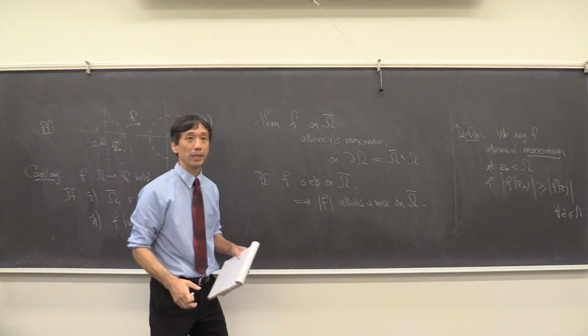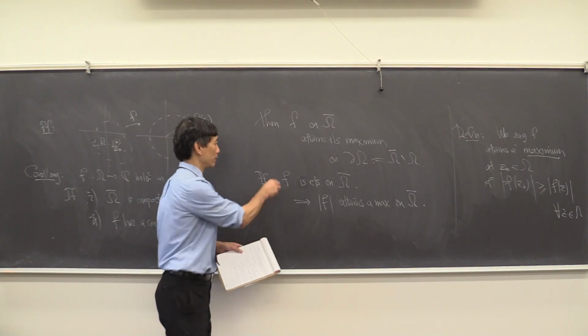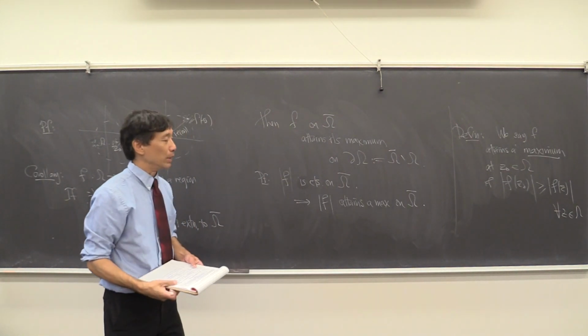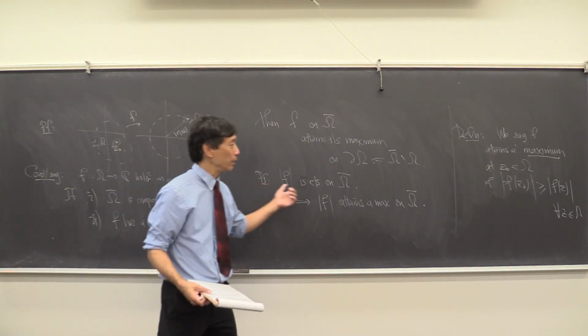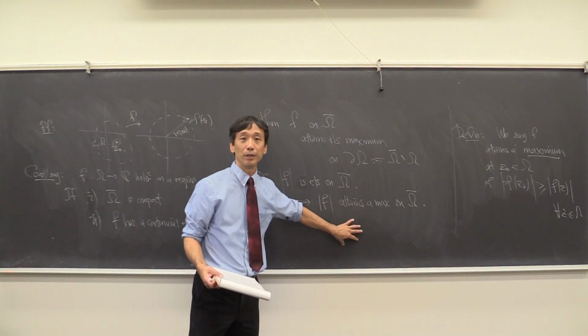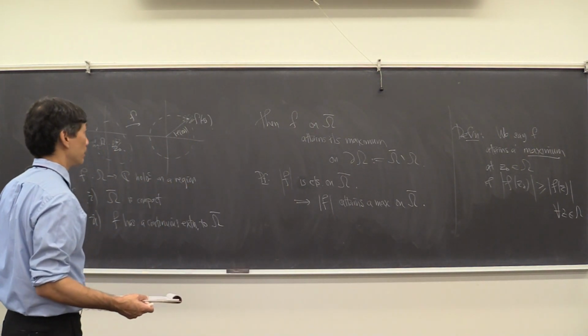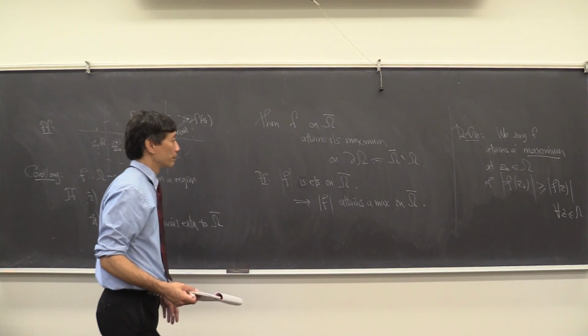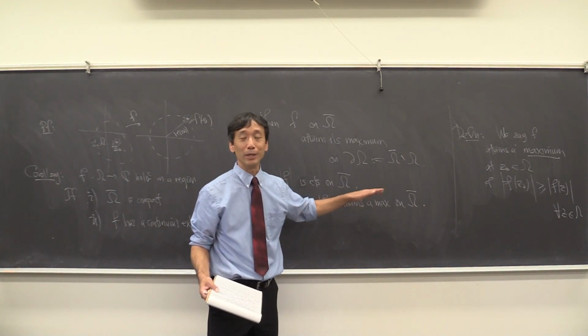Right. It attains a max somewhere on that complex set. But by the maximum modulus principle, you know it can't occur in the region, right? Unless it's constant. And in that case, the maximum occurs on the boundary anyway.